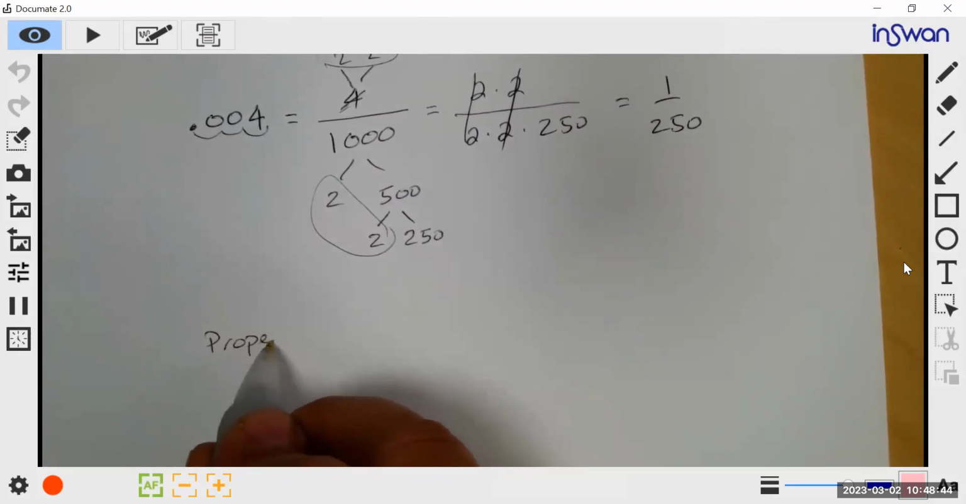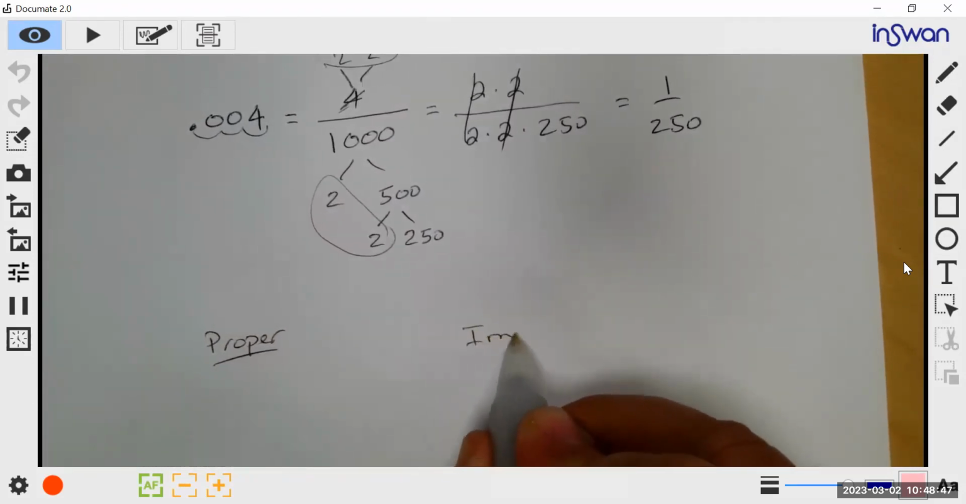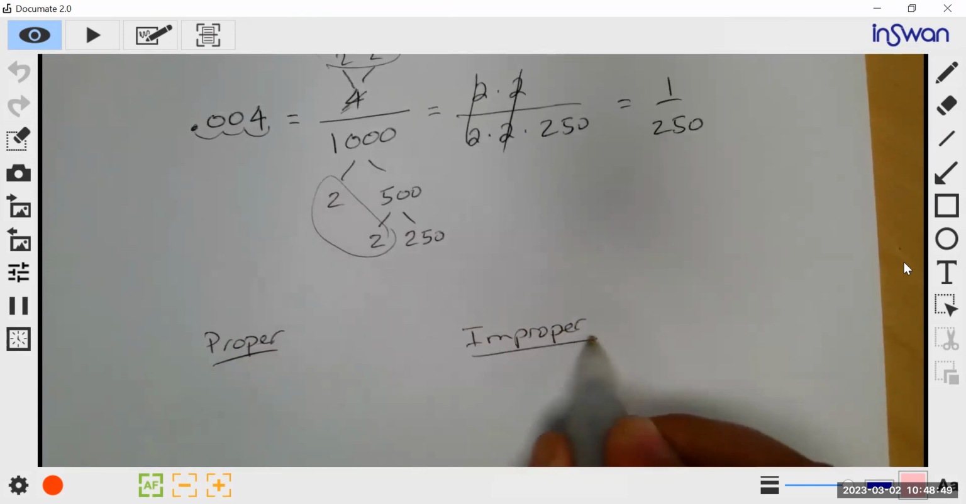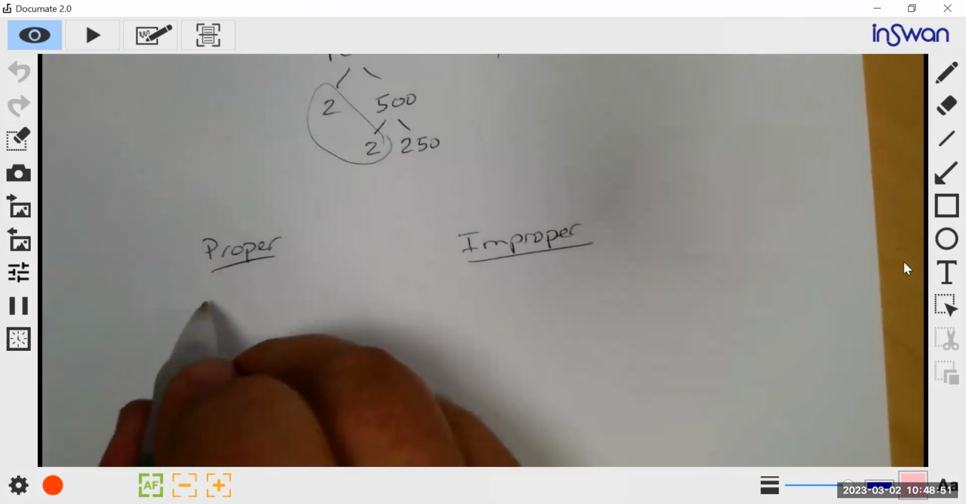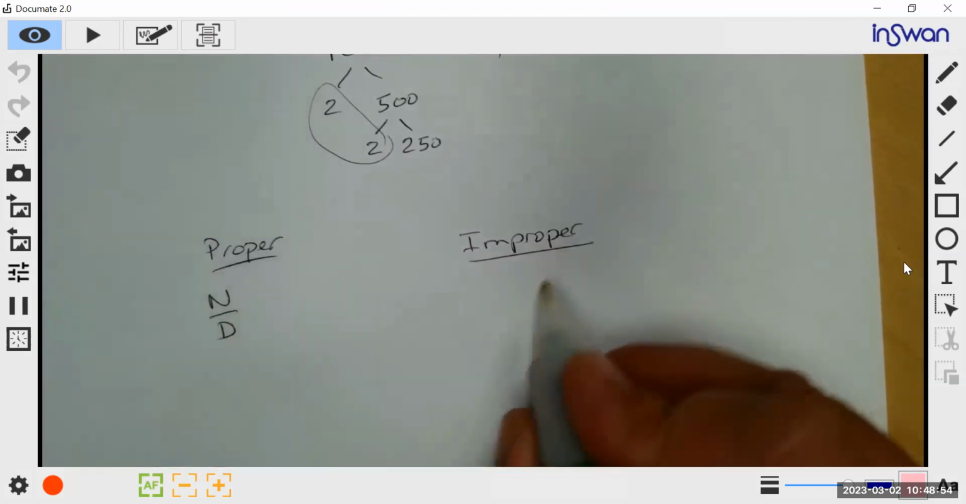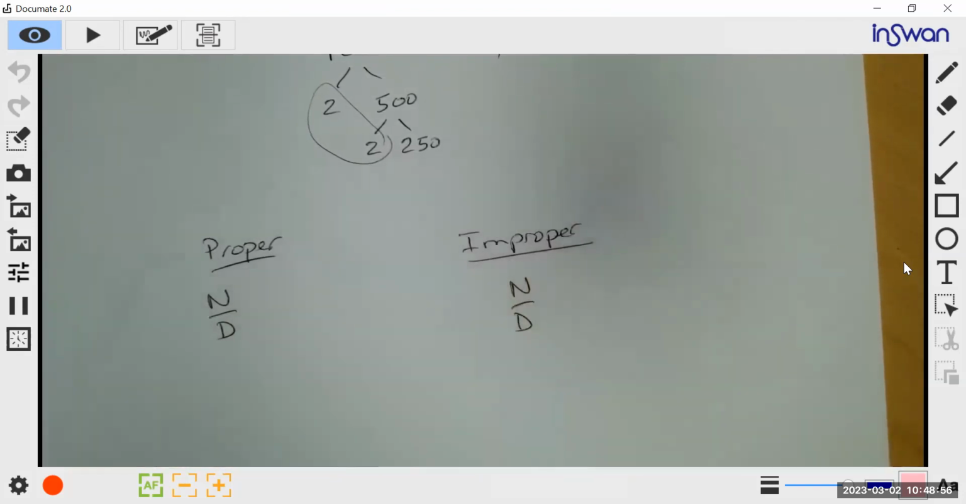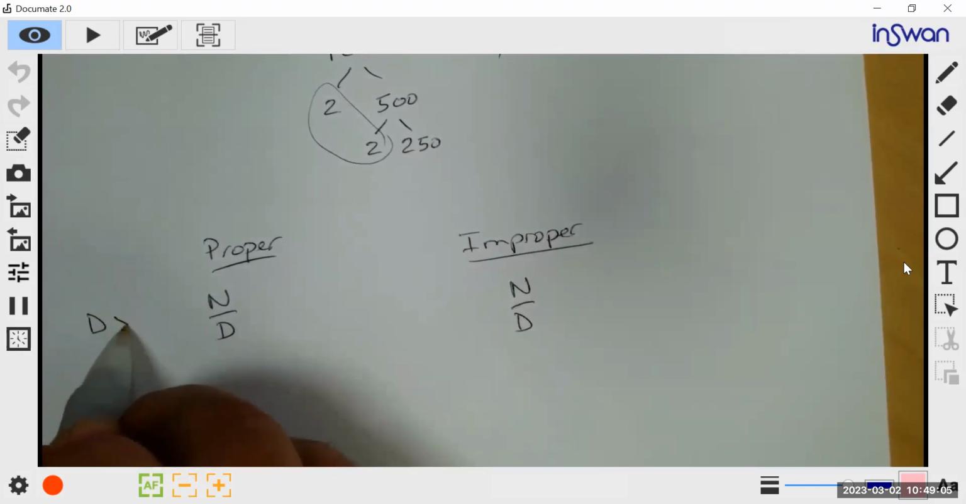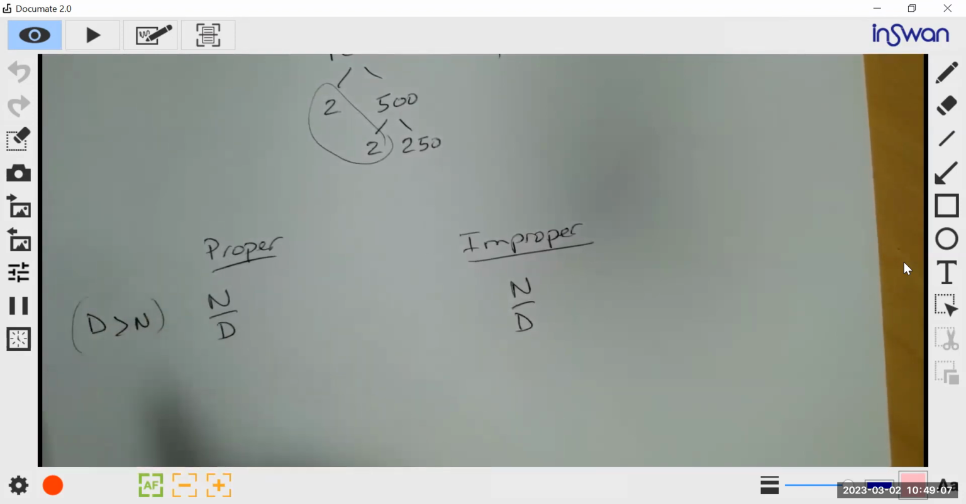We have proper fractions and improper. Numerator over denominator, numerator over denominator. So in a proper fraction, which one's bigger, top or bottom? Yeah, so the denominator is bigger than the numerator. Since the bottom number is bigger than the top, this number has to be between 0 and 1.